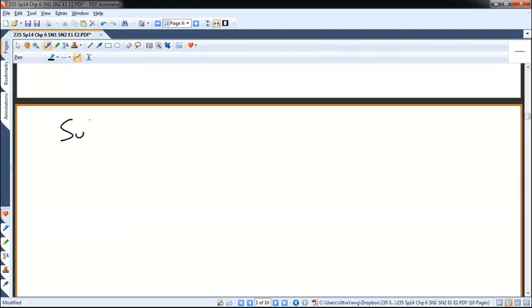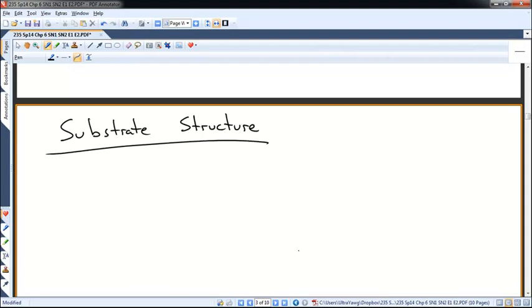Third factor, substrate structure. Alrighty, what do I mean by this? What am I talking about? Essentially, I'm talking about how the molecule is shaped, how the molecule is shaped in 3D, right? What's attached to the stuff that has the leaving group.